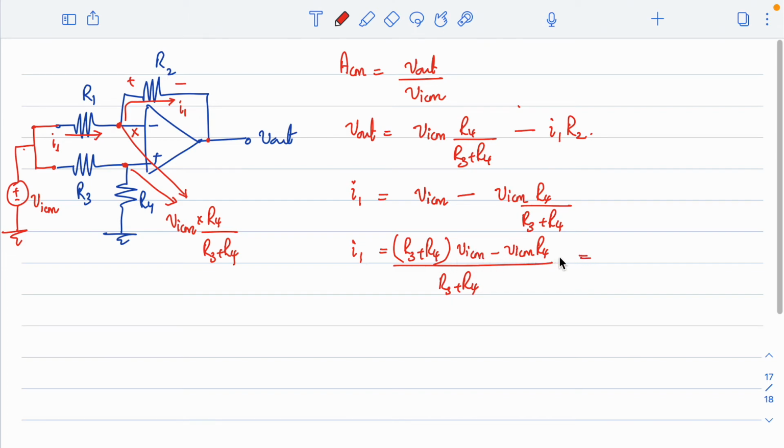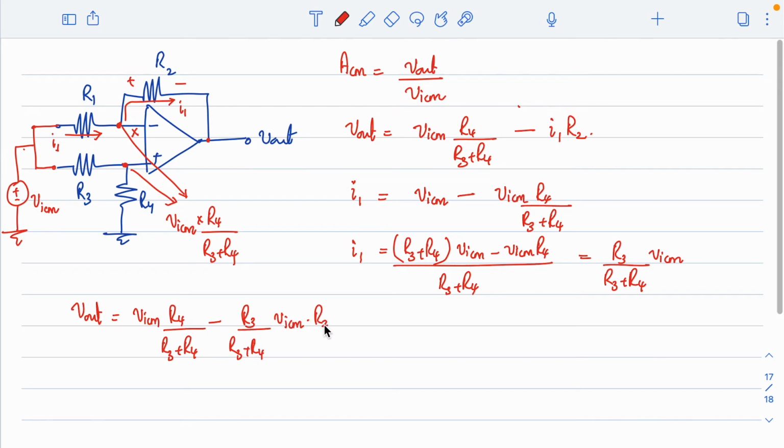Now one term will get cancelled, so the current is R3 by R3 plus R4 into VICM. Now if this is the current flowing through this, I can write V out as VICM into R4 by R3 plus R4 minus R3 by R3 plus R4 into VICM into R2.